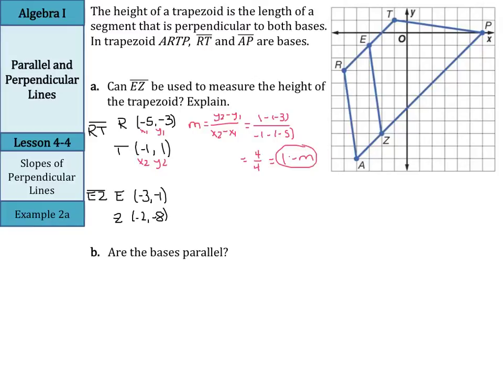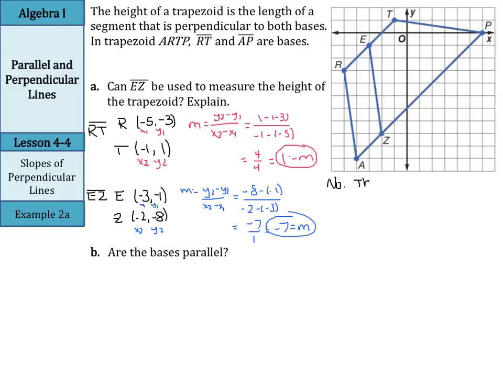So I'm going to look for now the opposite reciprocal for EZ for this to be perpendicular. Well, we can label our E x1, y1, and our Z x2, y2. So as we calculate the slope here, the slope formula is y2 minus y1 over x2 minus x1. And that's going to equal negative 8 minus negative 1 over negative 2 minus negative 3, which simplifies into negative 7 over 1, which is just negative 7 equals m. Well, 1 and negative 7 are not opposite reciprocals, so our answer for this question, can EZ be used to measure the height of the trapezoid, is, well, no.